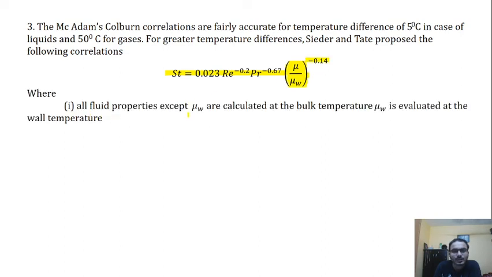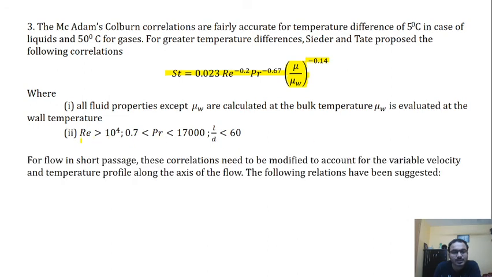Where all fluid properties except mu W are calculated at mean bulk temperature and mu W is evaluated at wall temperature. The value of Re, Pr and L by D should be in this range. For flow in short passages, these correlations need to be modified to account for variable velocity and temperature profile along the axis of the flow. So these are the modifications that we need to do.